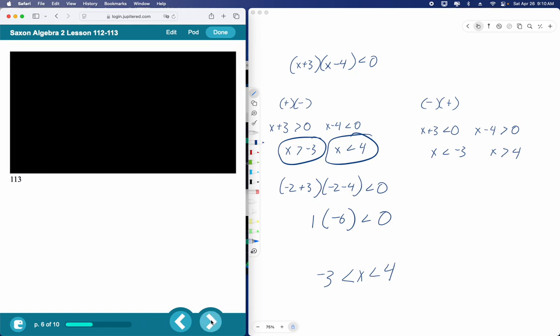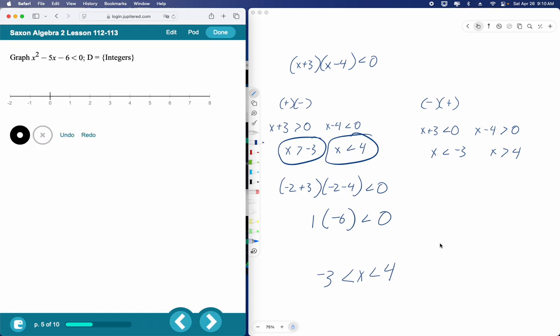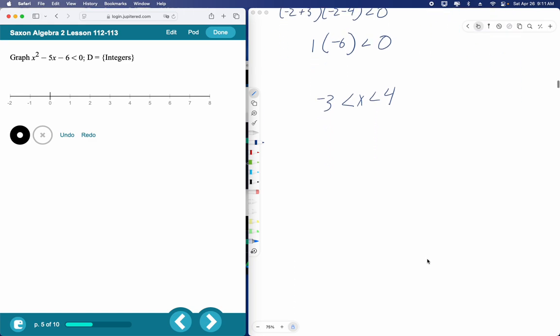Let's see what we have. Okay, yeah, we have one more, and then I've got to take a break, and I'll come back and do lesson 13 separately. So let's do this one.